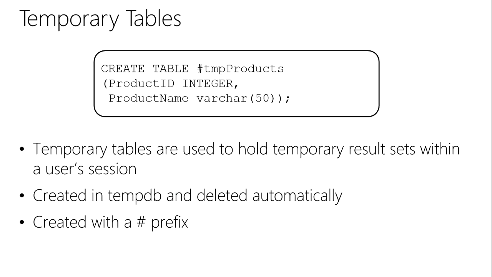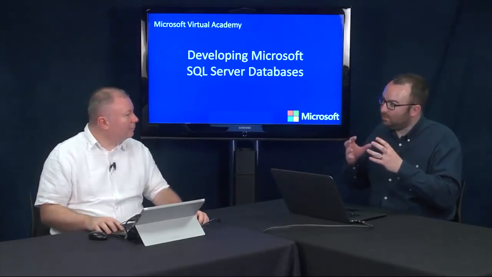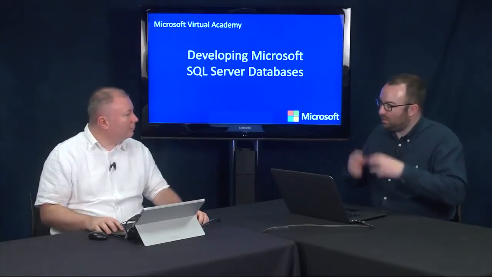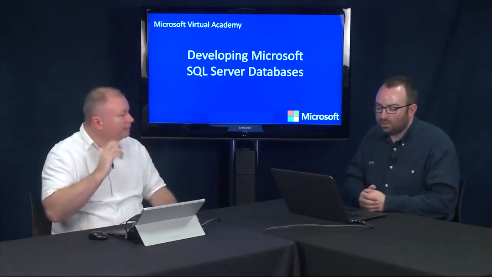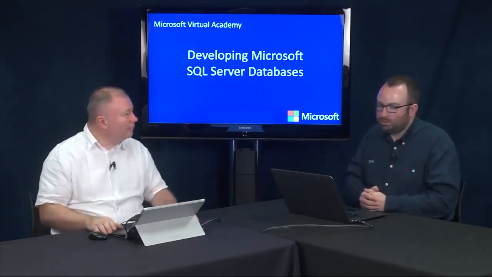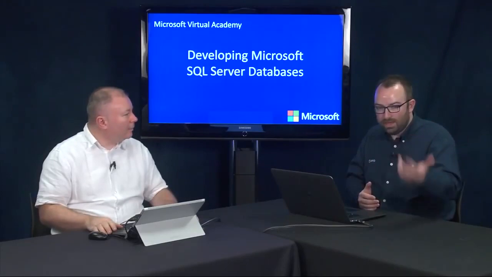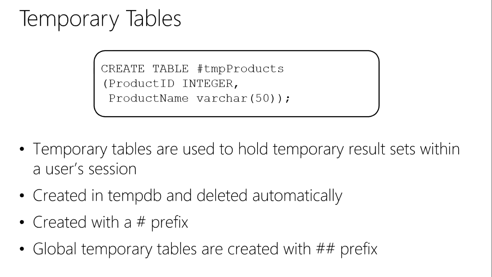And the difference being? With a single hash, as we have in the bullet on there, it's scoped to the session that you're in. So that table will exist while you're executing in the session, the connection that you've opened to SQL Server, but only you will be able to access it. But the next bullet here, which has the double hash prefix, will create a global temporary table.